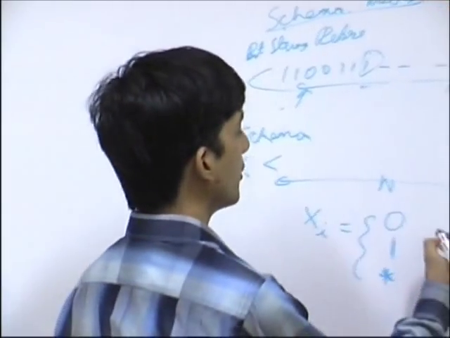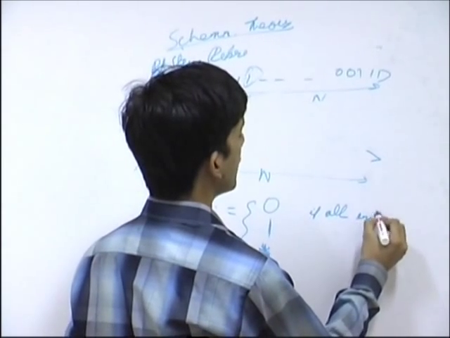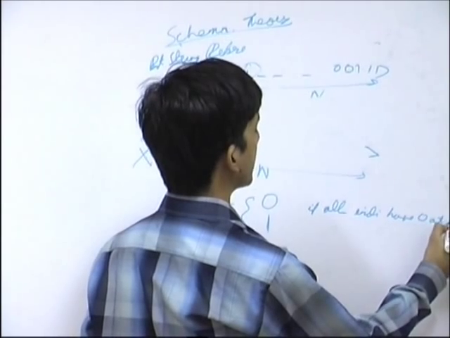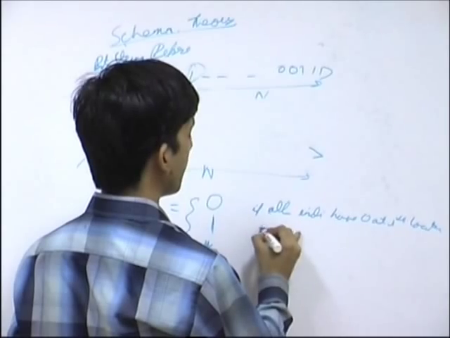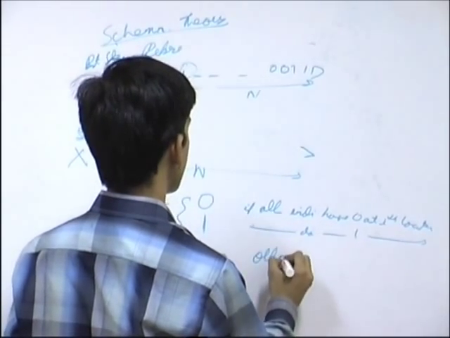It will be 0 if all individuals have 0 at the ith location. It will be 1 if all individuals have 1 at the ith location. It will be star otherwise.